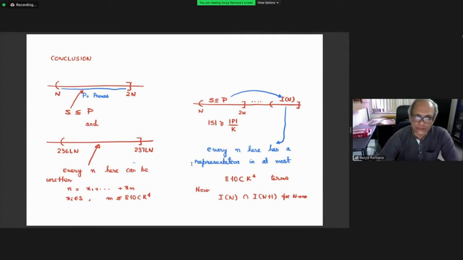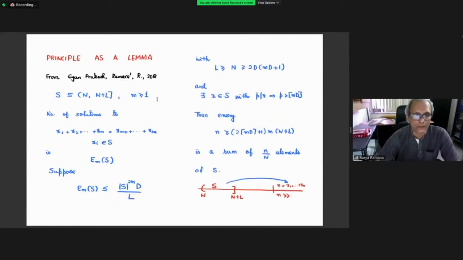So what does this finally mean? You can write this down as a strategy. So you can write the principle as a lemma. Finally, we ironed it out a bit and put it in this paper with Gyan and Olivier. And the lemma is this. Suppose you have any subset, nothing to do with the primes, just any subset of an interval which is written as n to n plus L.